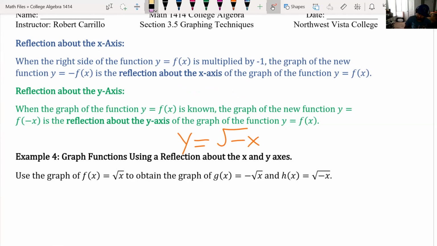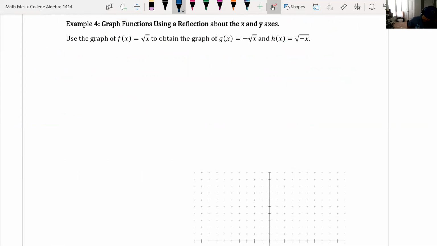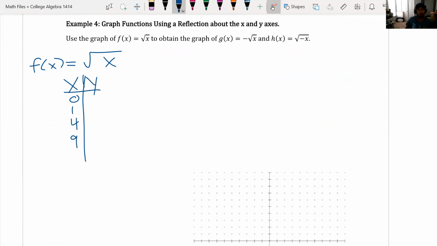So let's see how that works. Okay, so we're back on the parent function of the square root of x. We know how to graph that. And let's graph the other transformations. So up here, let's just say f of x equals the square root of x, which earlier we picked 0, 1, 4, 9, which we get 0, 1, 2, 3. And if I was to plot that below: 0, 0, 1, 1, 4, 2, 9, 3.